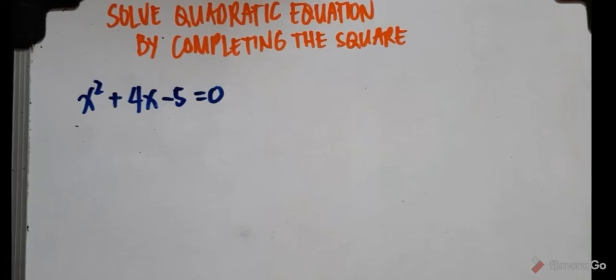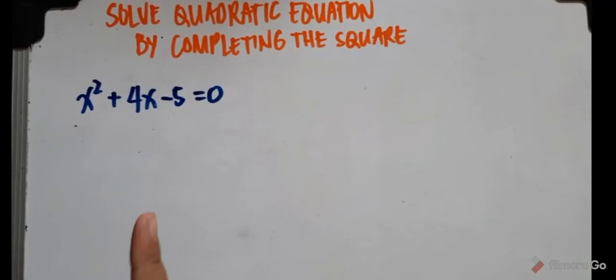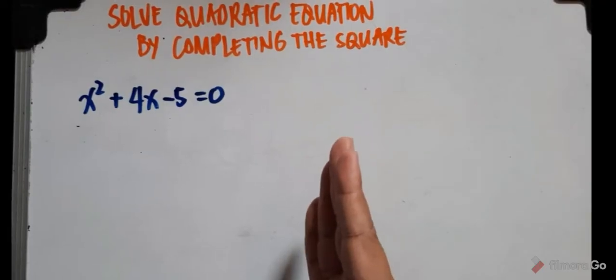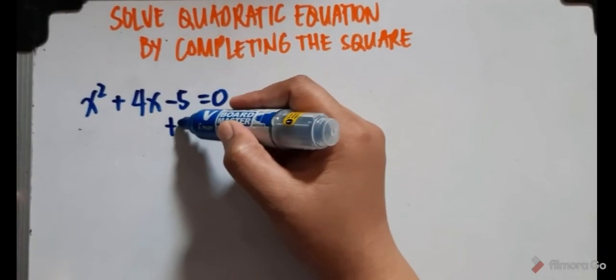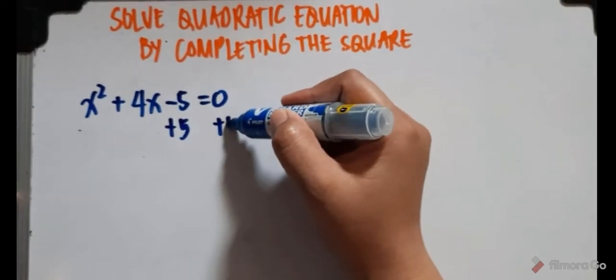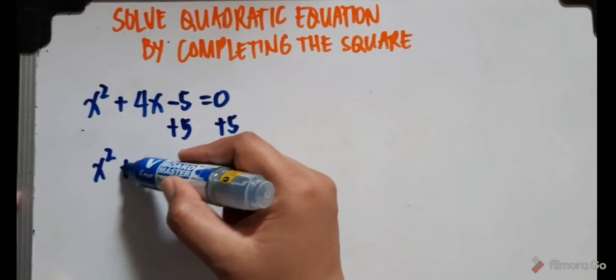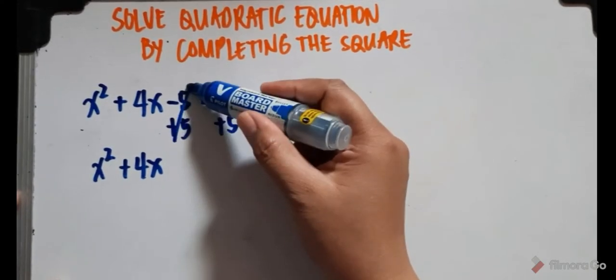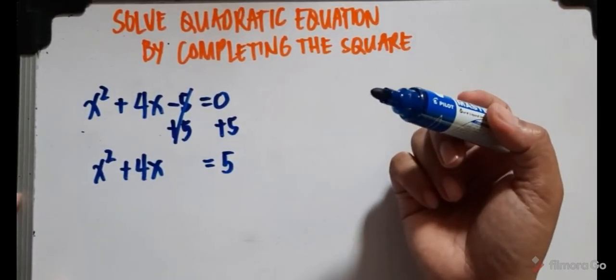First, we are going to write this equation such that the terms with variables are on the left side and the constant is on the right side of the equal sign. To do that, we use the addition property of equality. So this will be x squared plus 4x. Negative 5 plus 5 is equal to 0. Then this is now equal to 5.